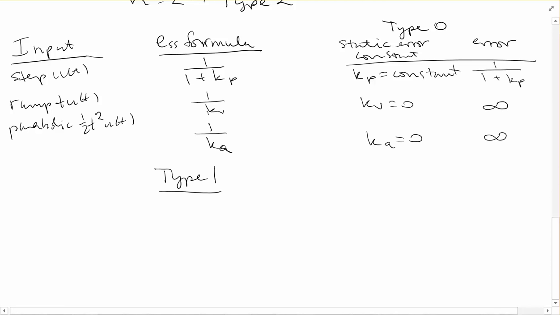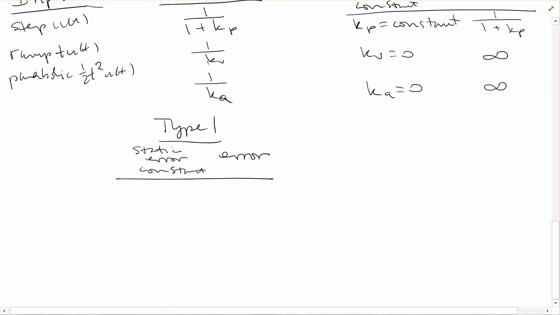So here will be type 1. Again, we're going to have the static error constant column. And then we'll have one for the actual error. Alright, so for the first row, we've got the step input. And our position constant is going to equal infinity. So remember, you get that from doing the limit. And then that leads to an error of 0. Okay, so you're going to have 0 steady state error if you have a step input with a type 1 system.